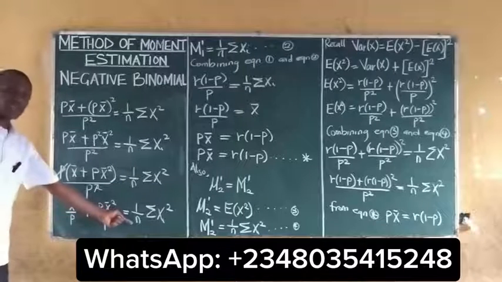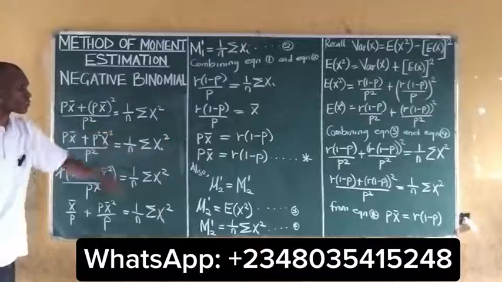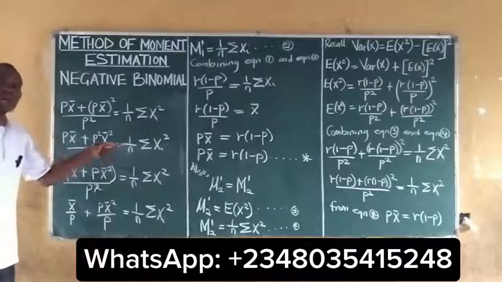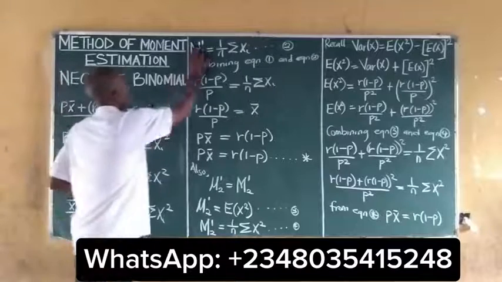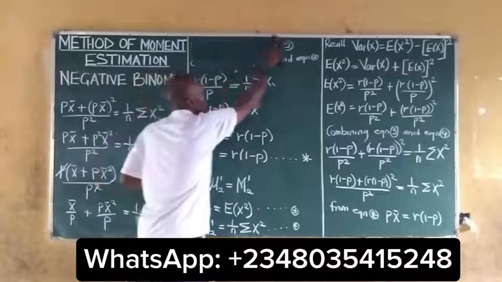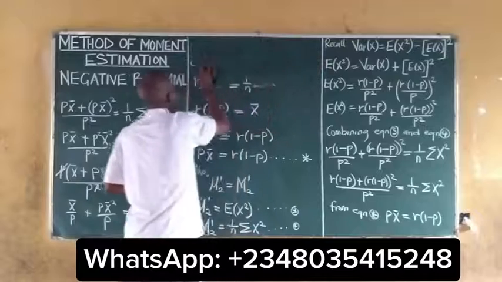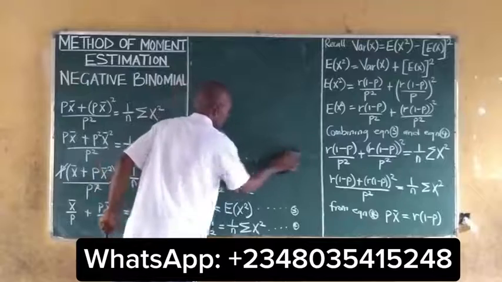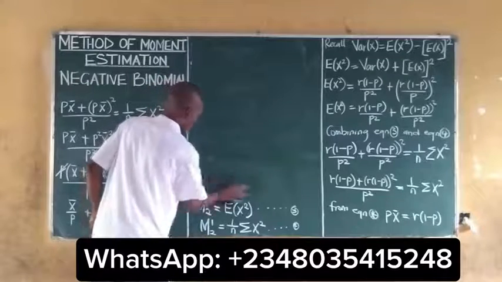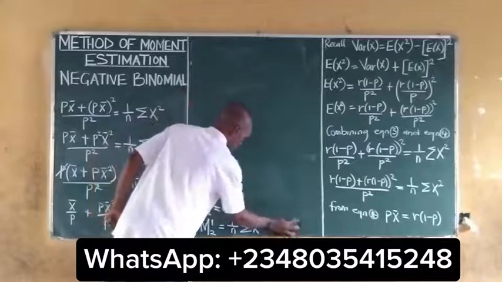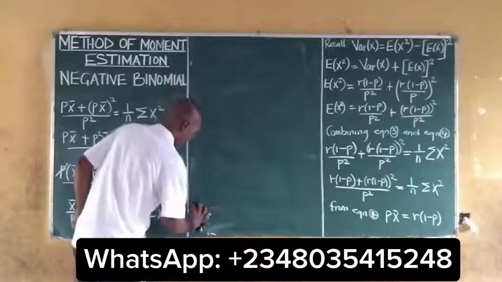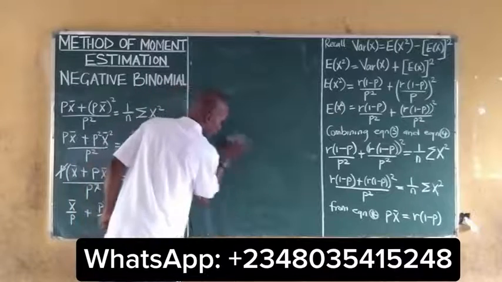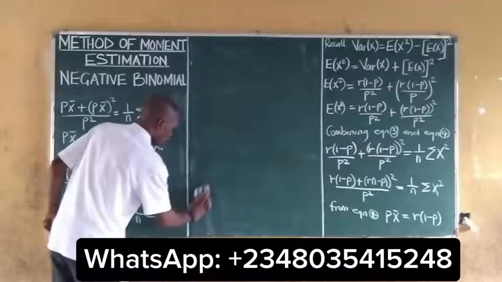So this is what we get. We'll still move over to this place because we are asked to find the method of moment estimators for r and p. We come over to this side.